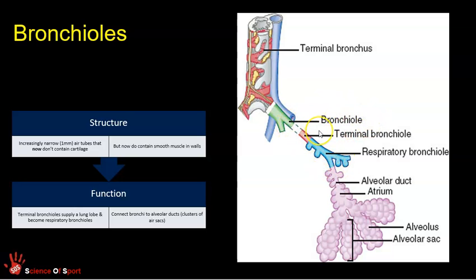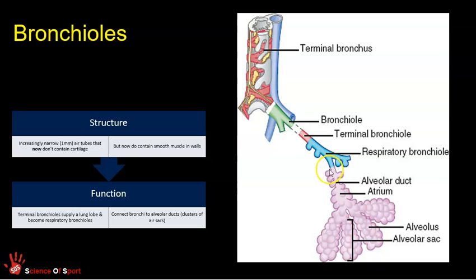So the next size tube down of these respiratory tubes is called a bronchiole. And there are different names of the bronchioles. You won't need to know all the different ones. You'll just need to know these smallest branches are called bronchioles. These bronchioles get smaller and smaller, increasingly narrow, 1 millimeter air tubes, tiny.